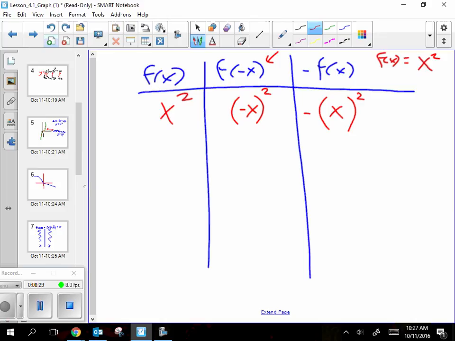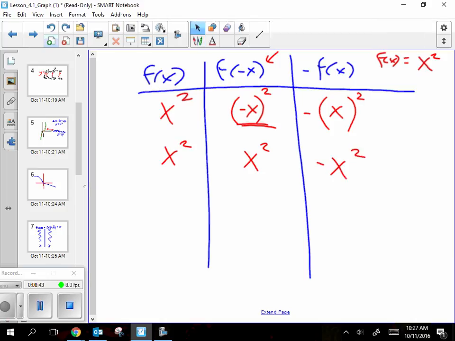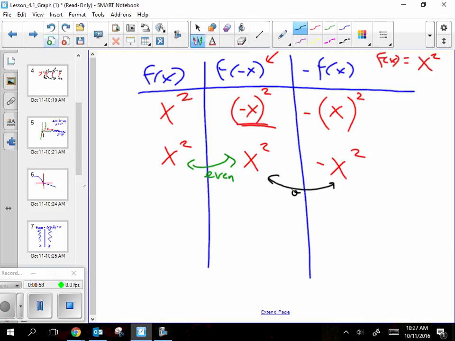Now, which of these are equal? We got to simplify them down now. This one's still x squared. This one, when we simplify it down, it becomes what? X squared. How about that one when we simplify it down? Negative x squared. Okay. Now, here's the way you can tell what's what. If these two are the same, then you have even symmetry. If these two are the same, you have odd symmetry.